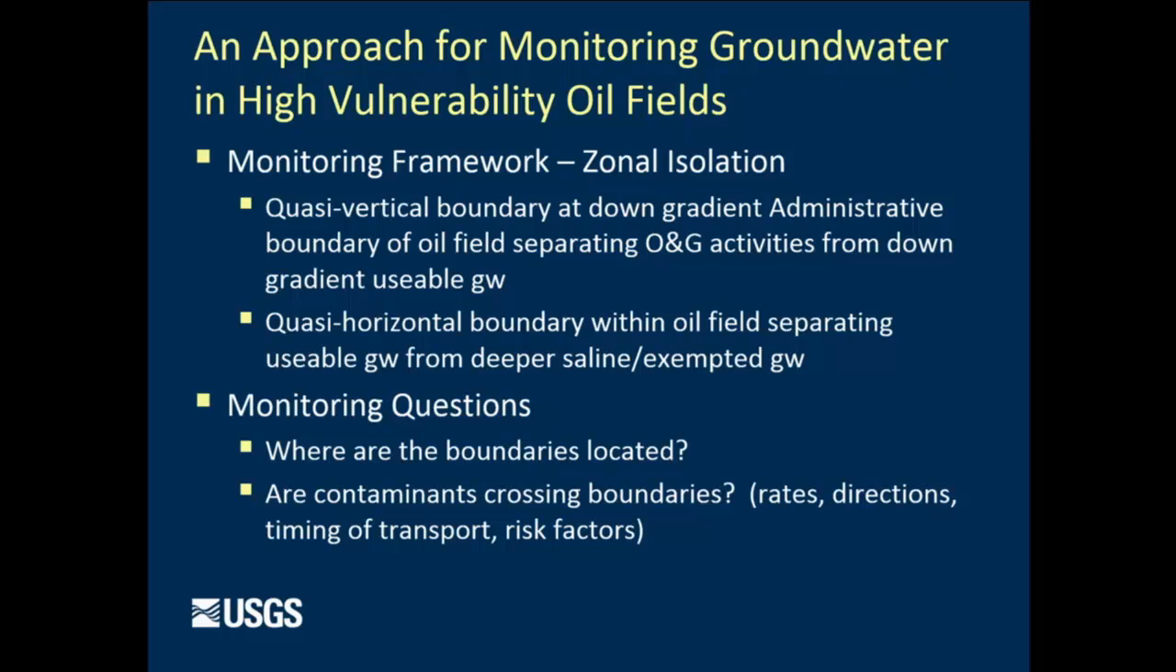You asked about how this gets to the guts of our suggestions for where you would monitor. Our conceptual model for zonal isolation is that you want to look at stuff coming up and stuff coming from the side. We say quasi because it's not always so easy. The key questions are: where are the boundaries between protected water and oil and gas? Are things crossing those boundaries? At what rate, in what direction, and with what timing? What is the overall risk, and what is the timing of a potential risk?